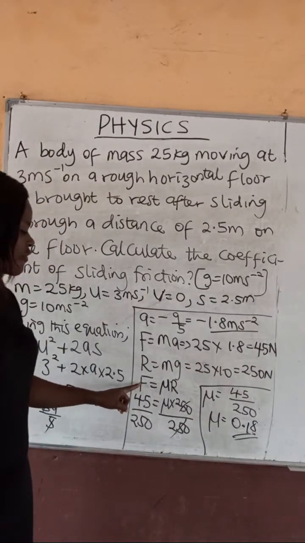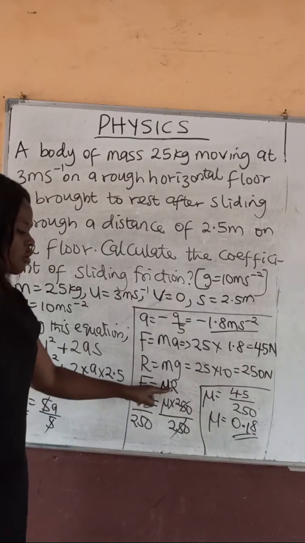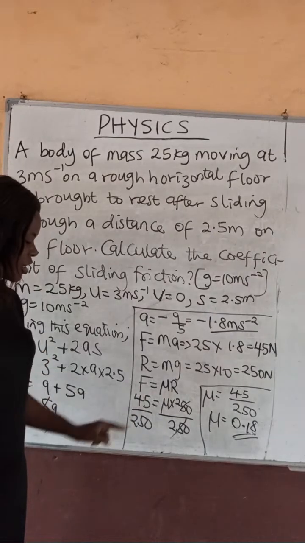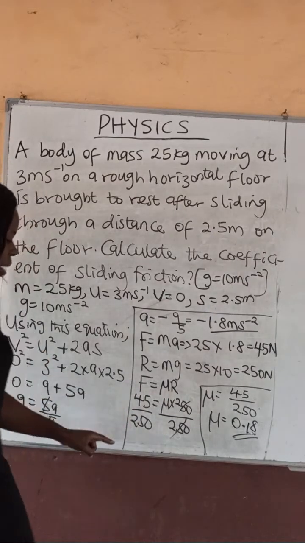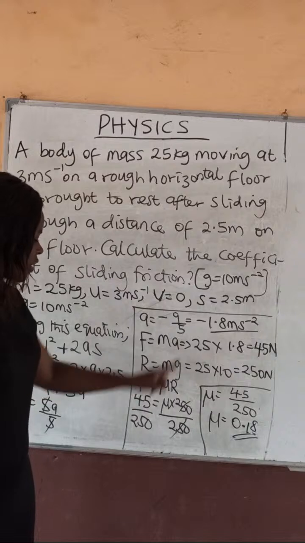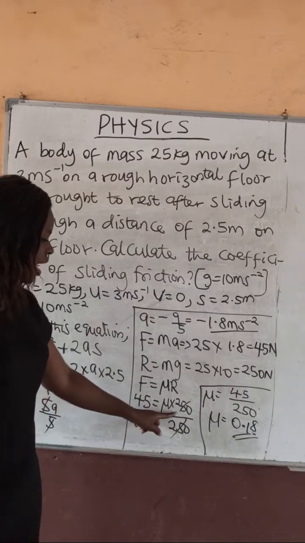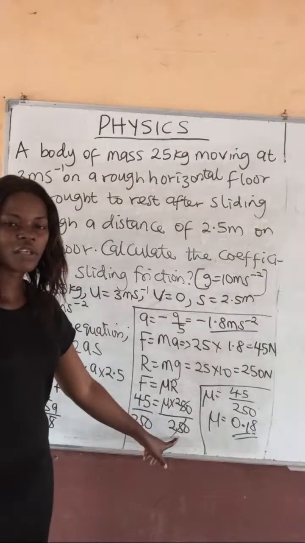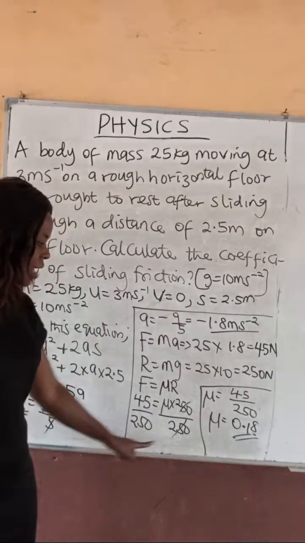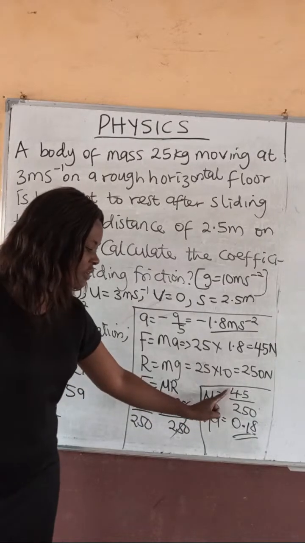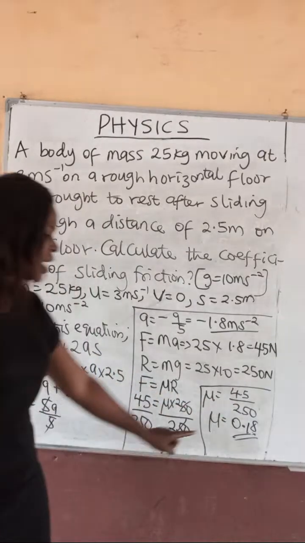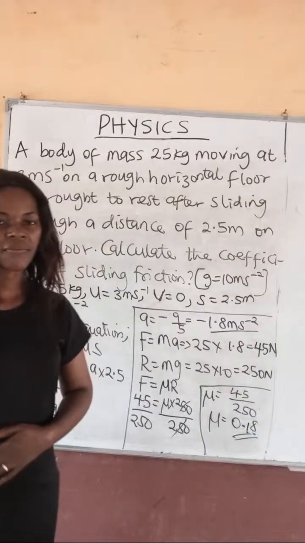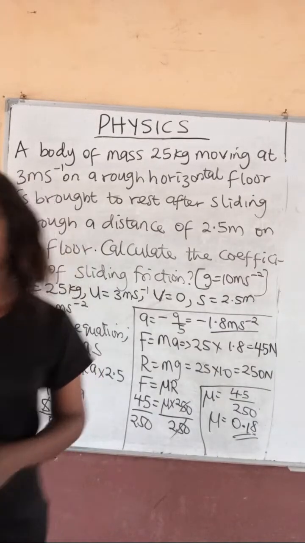Now, from the law of friction, F is equal to mu R. So I'm going to divide both sides. I have 45 is equal to mu times 250. I divide both sides by the coefficient of mu, which is 250. And I got my mu is equal to 45 over 250, and the answer is equal to 0.18. Is it clear? Right.